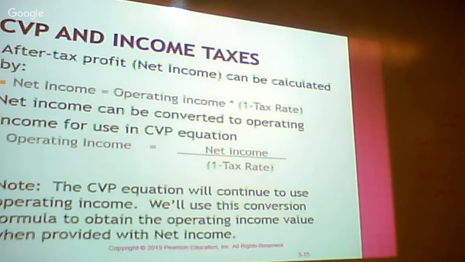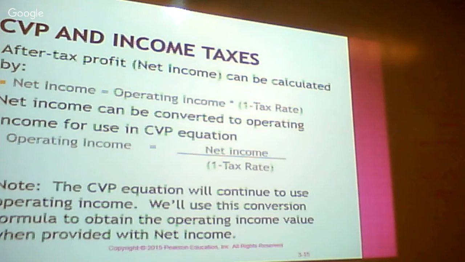What's left over? Okay. So net income can also be converted into operating income using a CVP equation. And again, it's just algebra when we're looking at this. So what do I do to this equation here? I divide both sides by 1 minus the tax rate, and I solve for operating income. So operating income is what? Net income divided by 1 minus the tax rate. Okay?